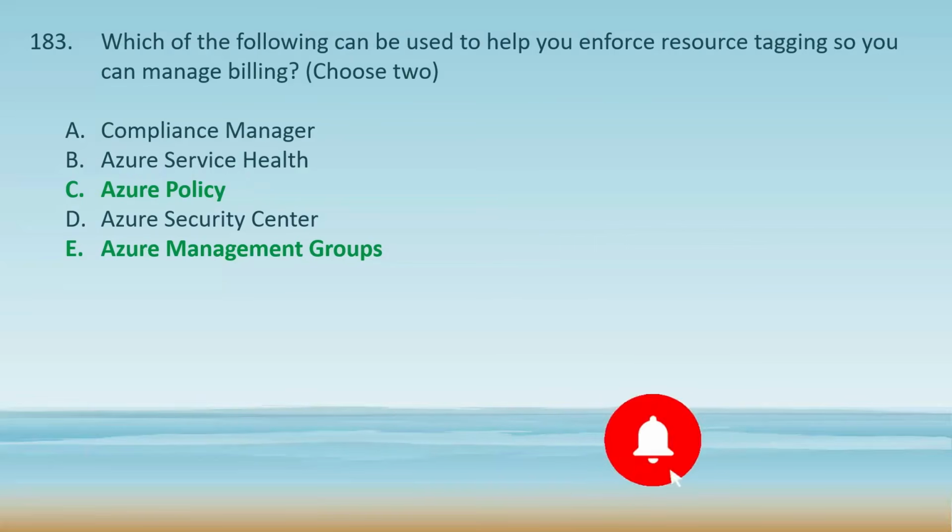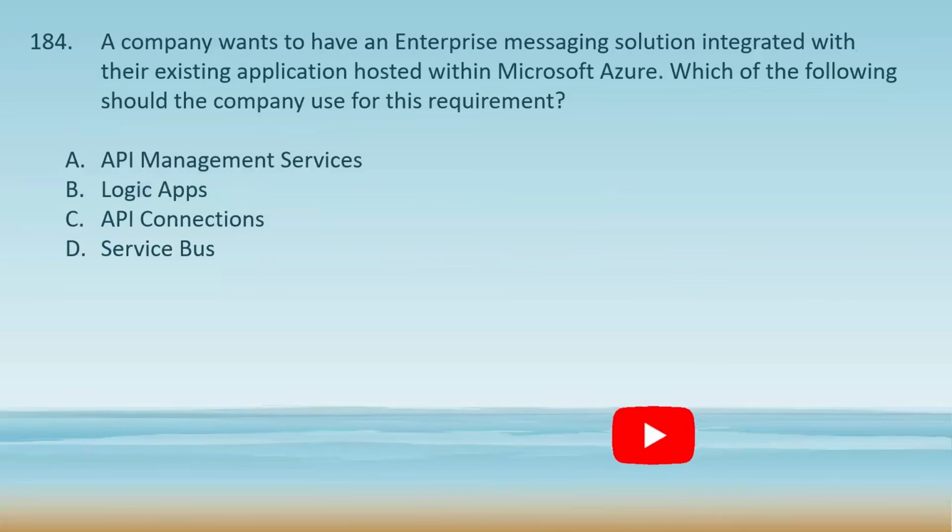Meanwhile, let's look at question number 184 of the series. A company wants to have an enterprise messaging solution integrated with their existing application hosted within Microsoft Azure. Which of the following should the company use for this requirement? Your options are API Management Services, Logic Apps, API Connections, Service Bus.